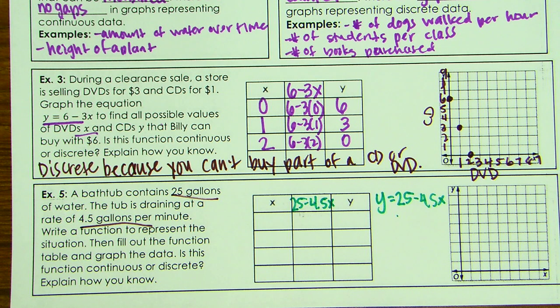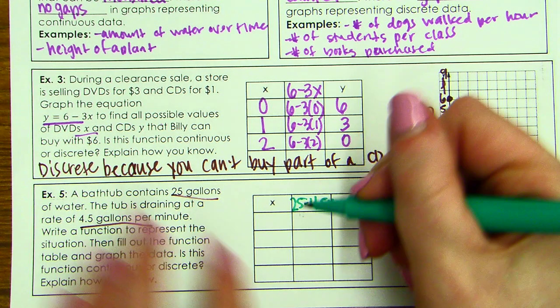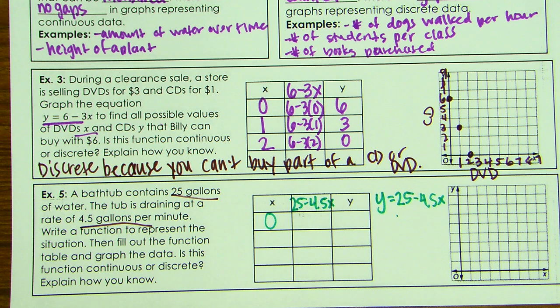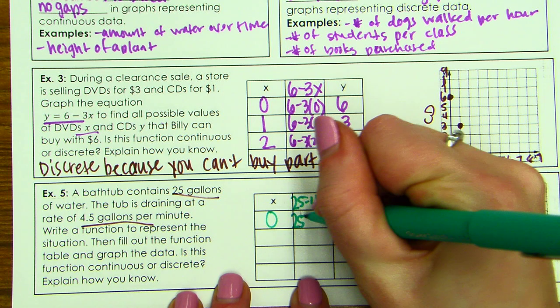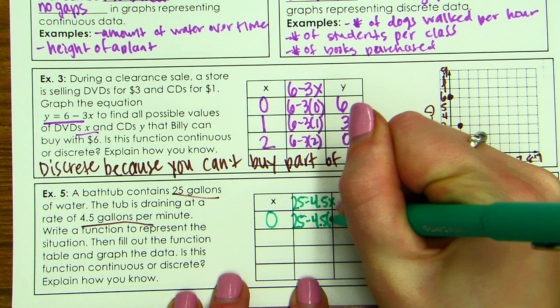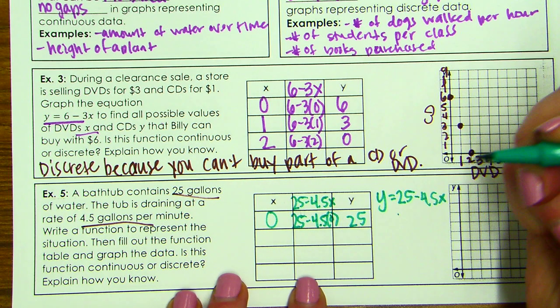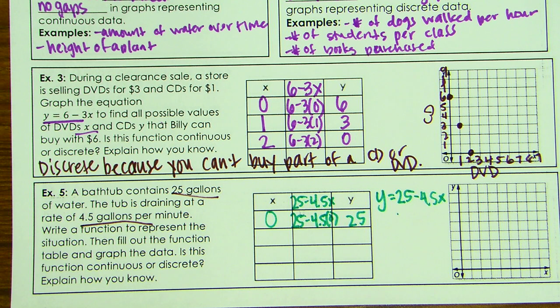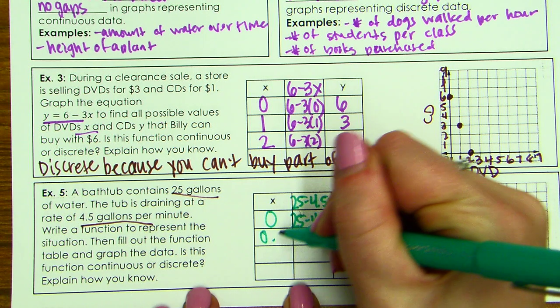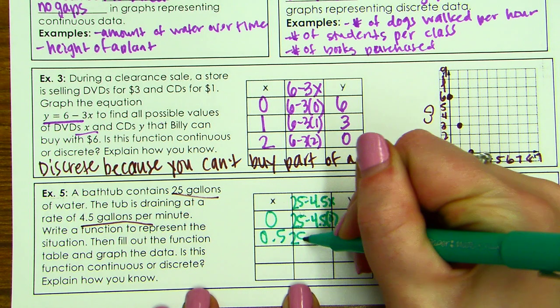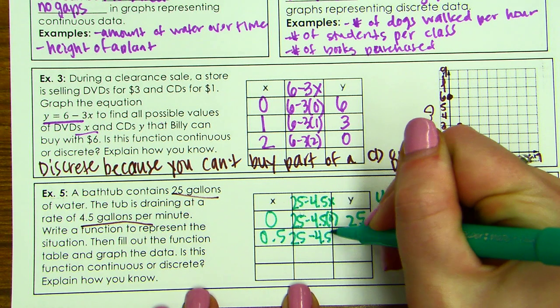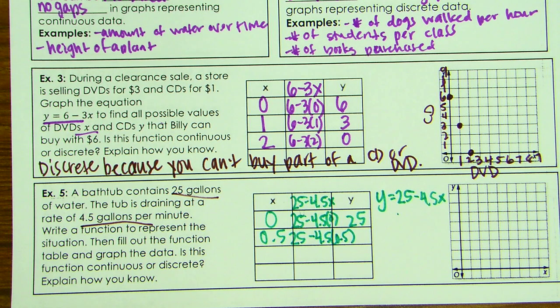And we're dealing with time. I can't really have negative time, so I'm going to plug in 0 first for x. So then I have 25 minus 4.5 times 0, which is 25. Then I'll think about what I'm going to plug in next. Can I drain the tub for half a minute? I could. So I could plug in 1/2 next, or 0.5 if I want to. Then I get 25 minus 4.5 times 0.5. And then I'll simplify that.